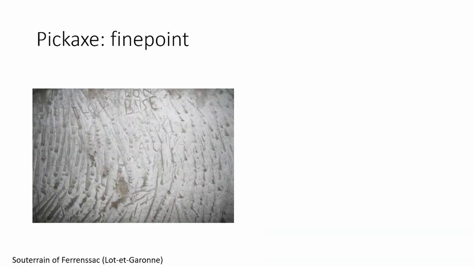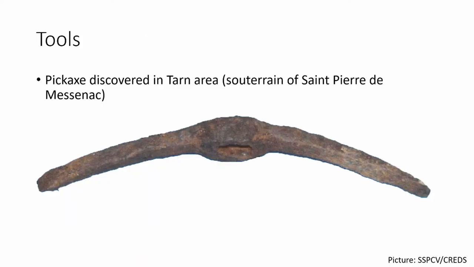It's another example here of a sharp, fine point. And here we have one tool that has been found in one souterrain in the town area. So it confirmed that we have a two-pick axe which has been found, and we have three of them that have been found in France in total. This is for extracting the stone.